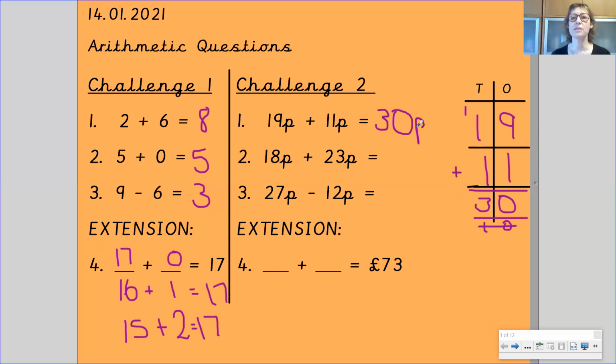There are other ways to do this. You could have done it in your head. You can do it on your fingers. But I'm just using the tens and ones grid because it helps me.